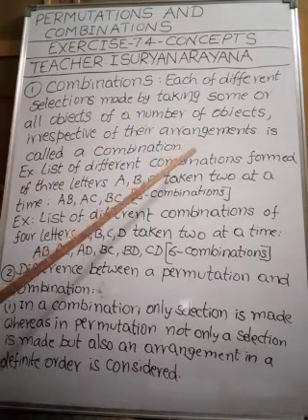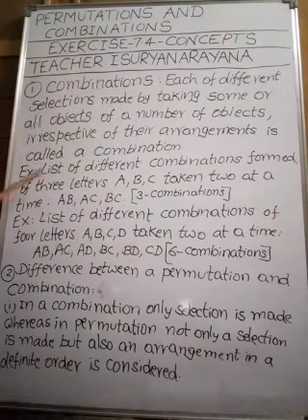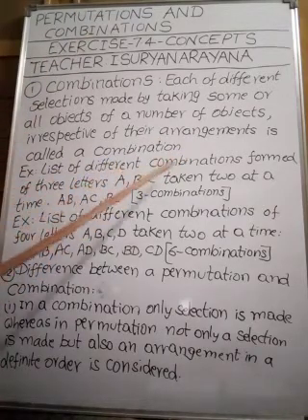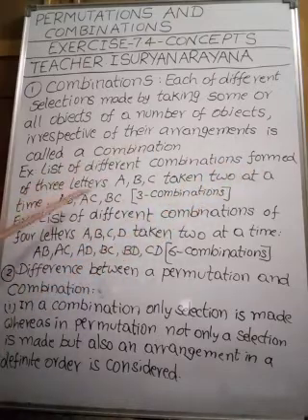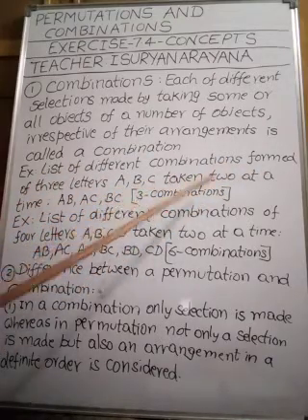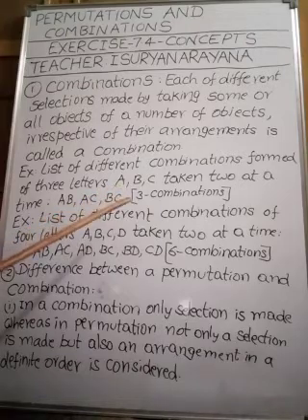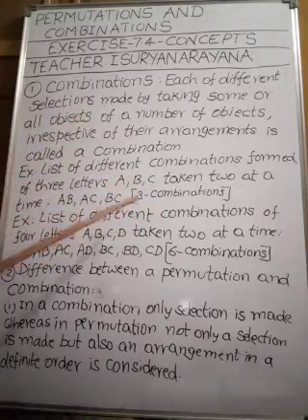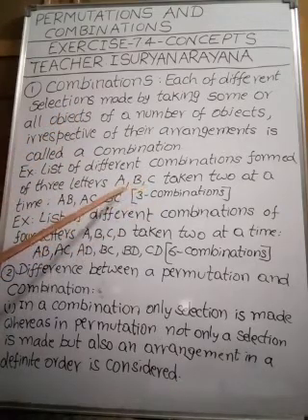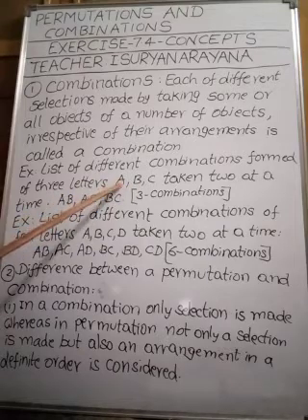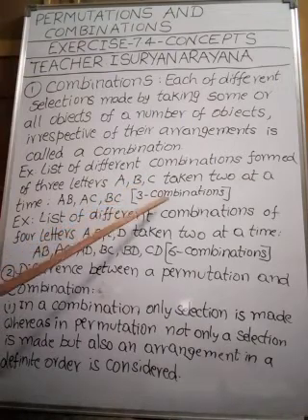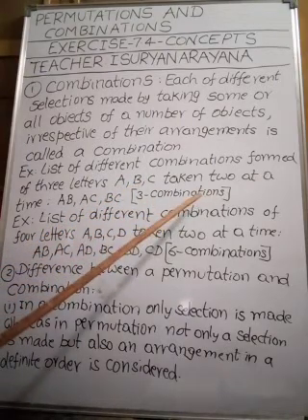To understand this definition well, let us take an example. List the different combinations formed of three letters A, B, C taken two at a time. Suppose three letters are there in our hand. How many selections? Combinations means selections. In how many ways can two letters be selected? See here, AB, that is one selection. AC, that is another selection. BC is another selection. Only three combinations are made here. Yes or no, my children?